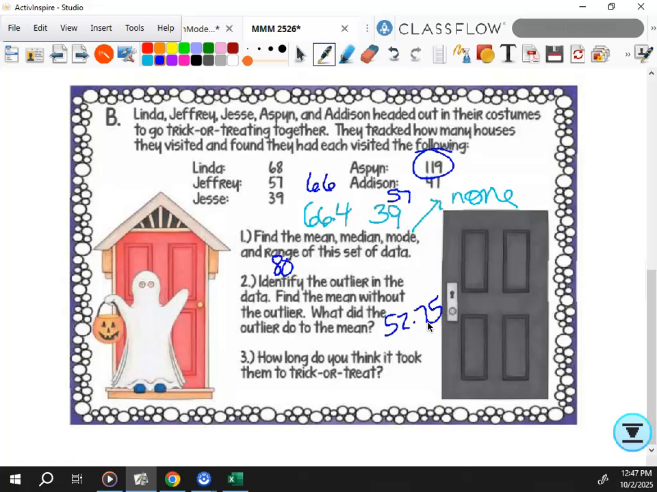All right. How long do you think it took them to trick or treat? 2 hours and 30 minutes. Okay. What else do y'all think? Anything else? 5 hours. I think it took them 3 days to get 120. Yeah. All right. That's good.